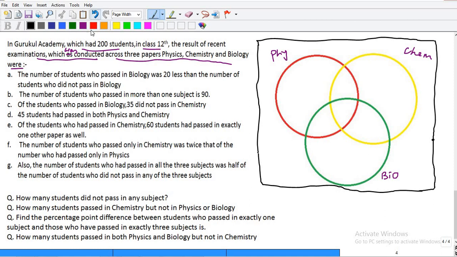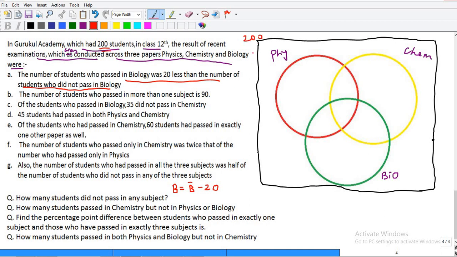Now it says the number of students who passed in biology was 20 less than the number of students who did not pass in biology. So let's say the number of students who passed in biology is B. That will be equal to B bar minus 20. It says the number who passed in biology was 20 less than the number who did not pass in bio. Another important thing, the total number of students is 200. That I know.